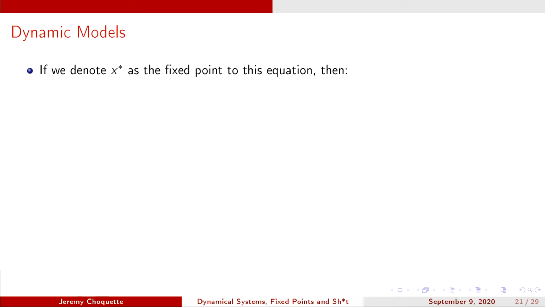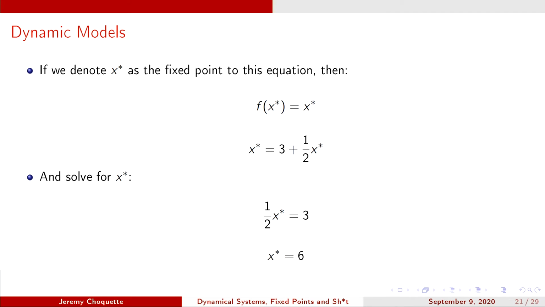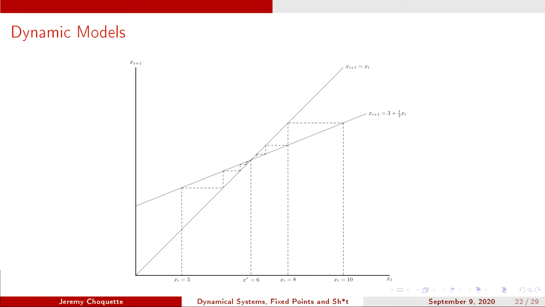So if we denote x* as the fixed point to this equation, then f of x* equals x*. So in this case, where x was equal to 3 plus 1/2 times x, well, x equals 3 plus 1/2 x. Solve for x, we get 1/2 x equals 3. x equals 6. Now, what it looks like is this right here.